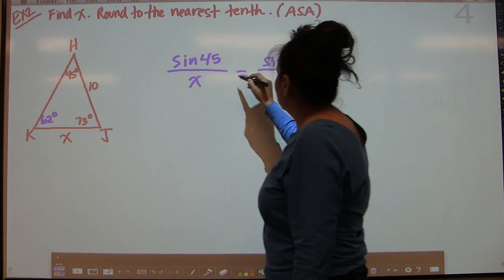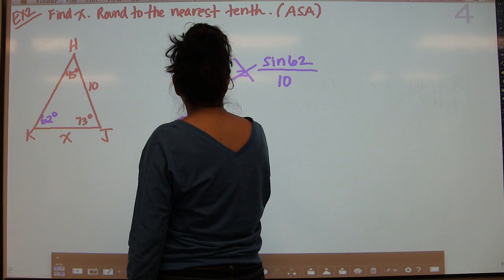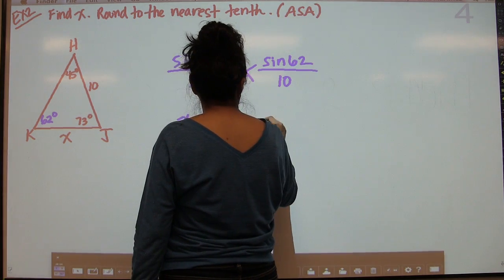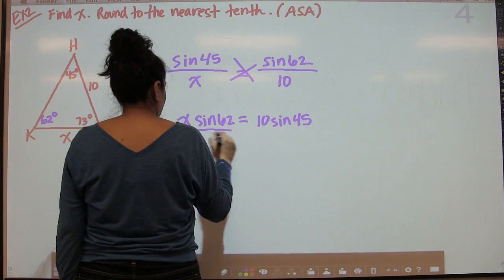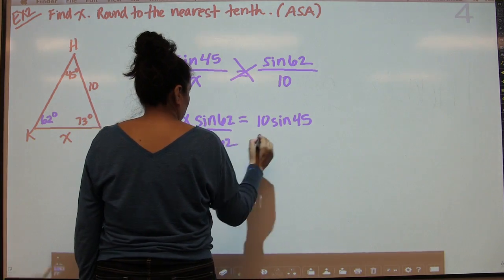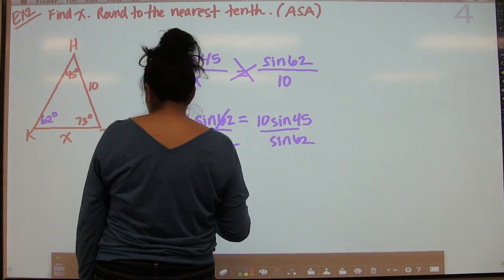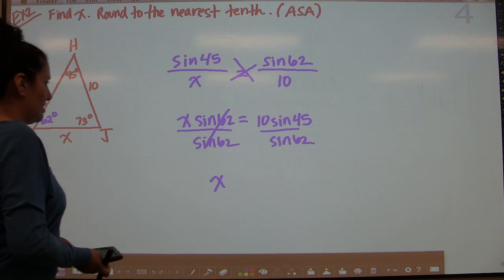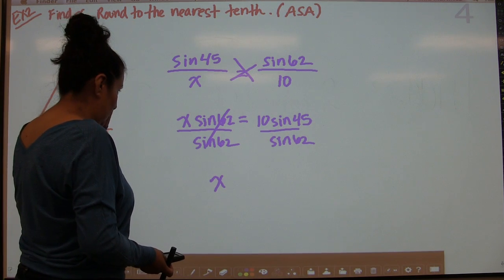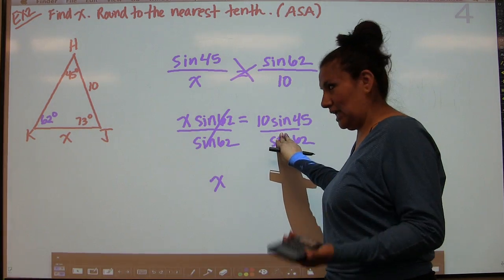All right, so in this case, we're just going to do our cross multiplication. We're going to get x times sine 62 is equal to 10 sine 45. And then we're going to divide by sine 62 on both sides. I hope none of you are calling these sin, because that's one of my pet peeves. It's not sin, it's not cos, it's not tan. It's sine, cosine, tangent. Just because you abbreviate the word doesn't mean that you abbreviate when you're saying it.